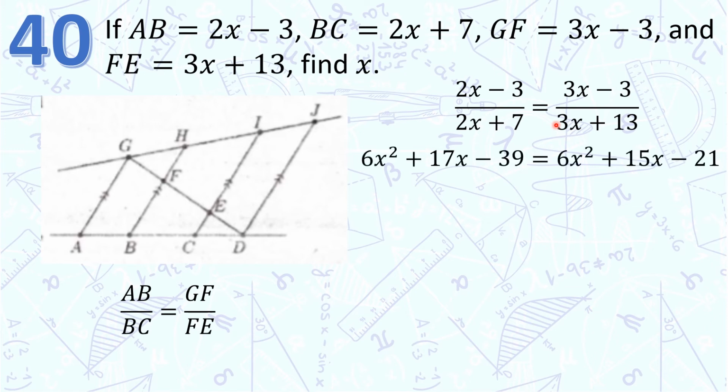Multiplying both sides by the product 2x plus 7 times 3x plus 13 yields 6x squared plus 17x minus 39 equals 6x squared plus 15x minus 21. Combining similar terms, we get 2x equals 18. Therefore, x is equal to 9.